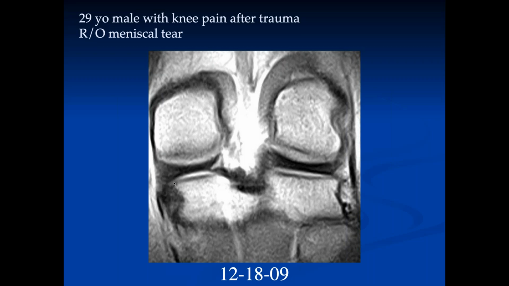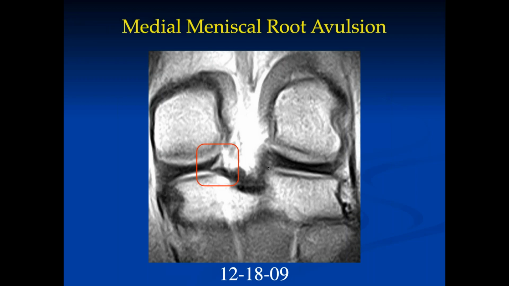Okay. Jennifer, what do you think of this case? So I see the posterior root of the lateral meniscus. It appears intact. There's some oblique increased signal intensity along the posterior root of the medial meniscus, so I'm concerned about a tear. Okay, so this was another tear.